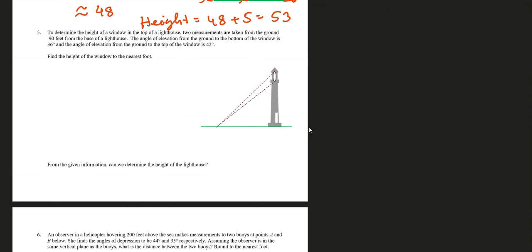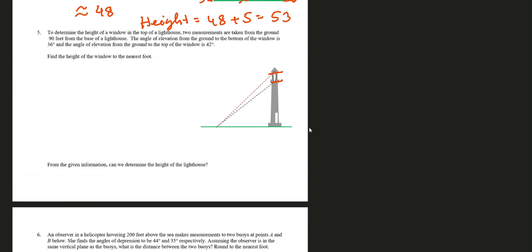The next problem: to determine the height of a window in the top of a lighthouse, two measurements are taken from the ground 90 feet from the base of the lighthouse. The angle of elevation from the ground to the bottom of the window is 36 degrees, and the angle of elevation from the ground to the top of the window is 42 degrees. Find the height of the window to the nearest foot. So we have to find this height, the window.